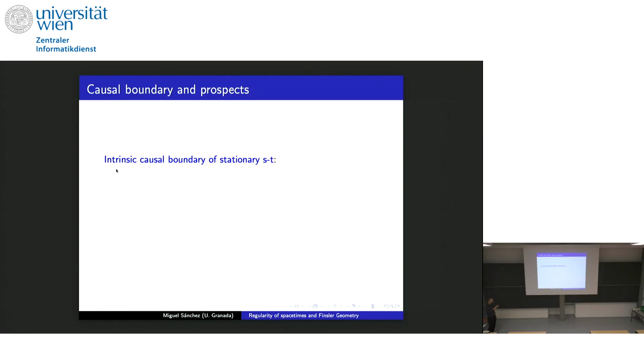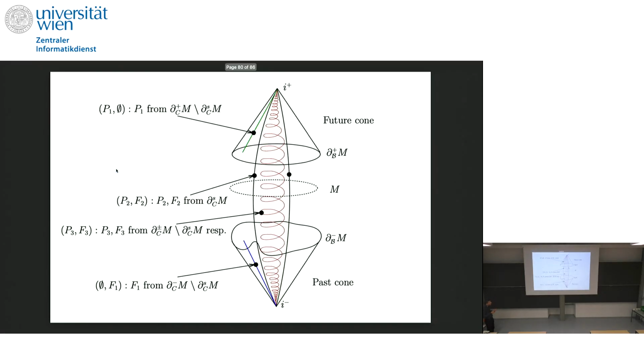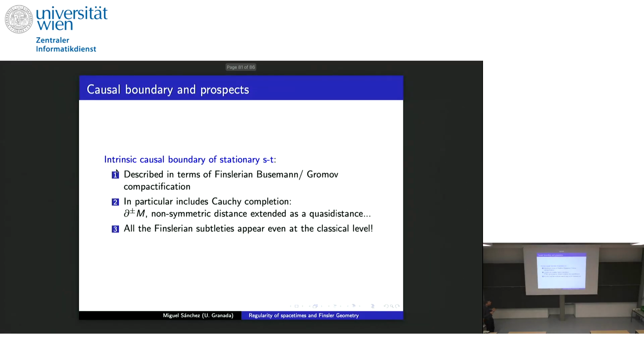Indeed, if we compute the intrinsic causal boundary of stationary spacetimes, then it is described in terms of Finslerian elements, the Finslerian versions of the Busemann and Gromov compactifications. This includes also the Cauchy completions with this non-symmetric distance, and these boundaries, the Cauchy boundary, which is forward and backward. And the picture of this boundary is something like this, where each one of these elements corresponds to something essentially Finslerian, okay? So all these Finslerian subtleties appear even at the classical level.